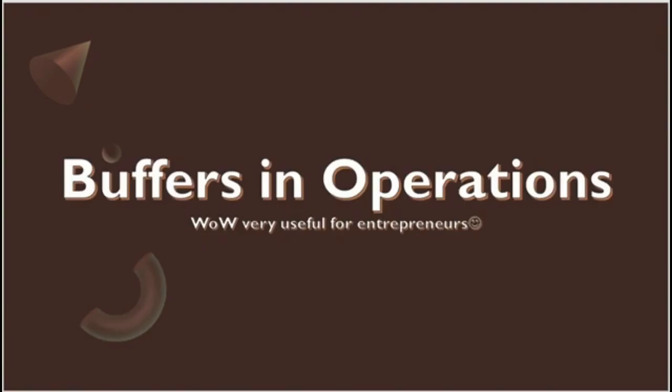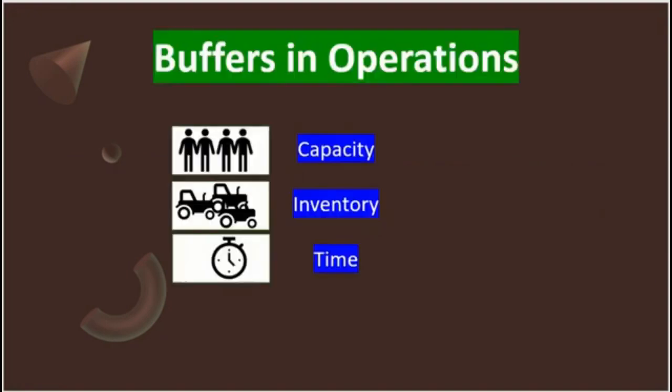Hi friends, today we are going to discuss buffers in operations, and it is very useful for entrepreneurs. So what are buffers in operations? You will have three types of buffers: capacity, inventory and time. Let us look at each of these buffers and how they are useful in operations.